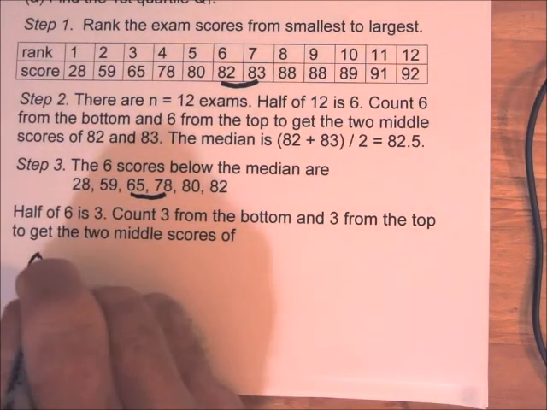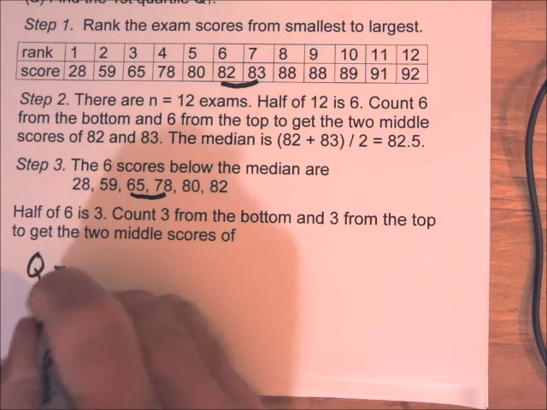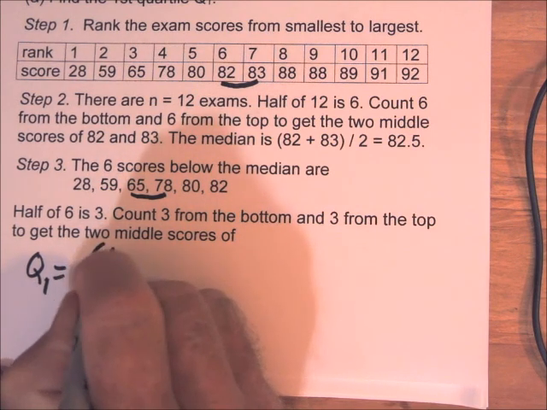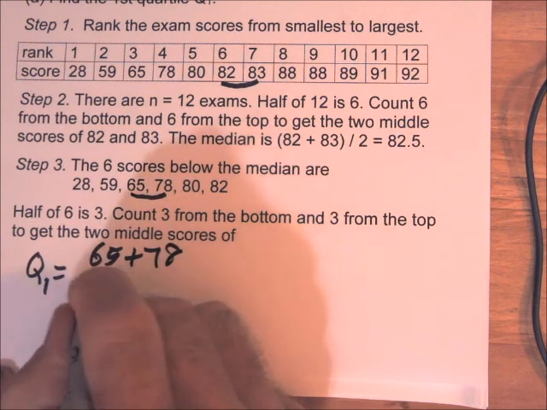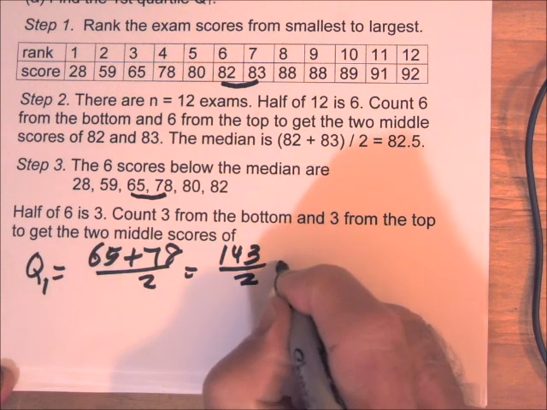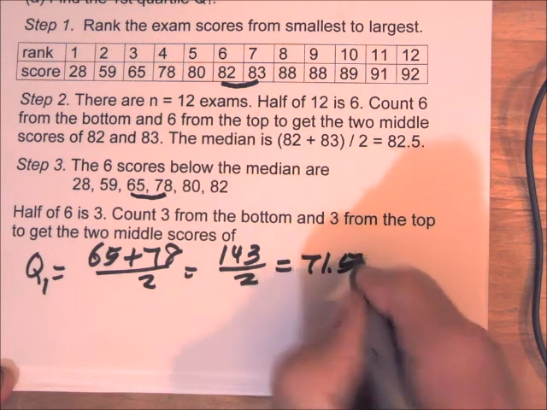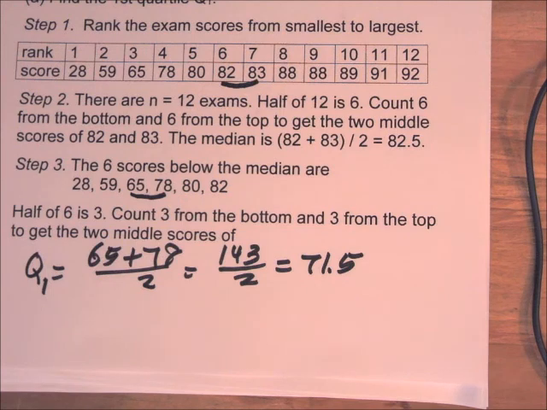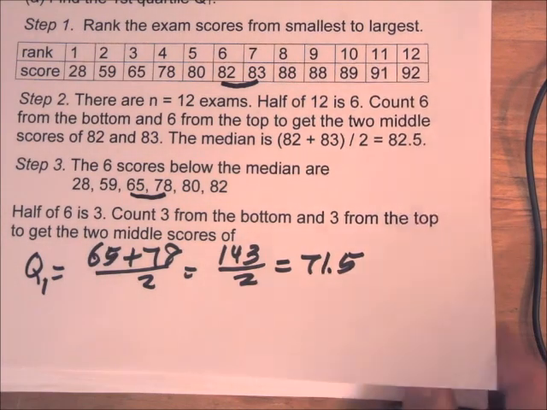So Q1, the first quartile, is 65 plus 78 over 2, 143 over 2, which is 71.5. Now that's the same as we got before when we took it to be the 25th percentile. So in many cases, both methods will yield the same answer. Sometimes it will be a little bit different. Usually there's not a huge difference in the 2 methods.